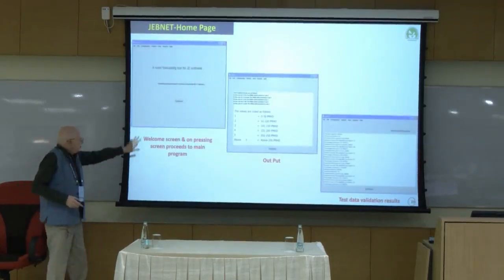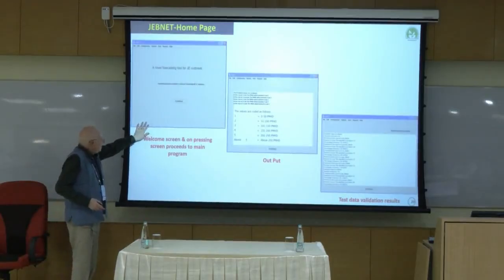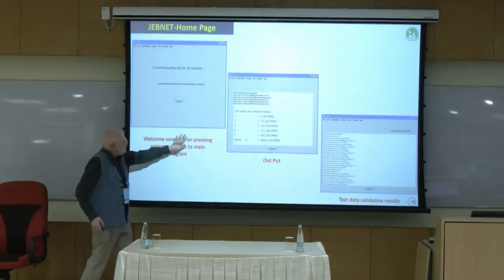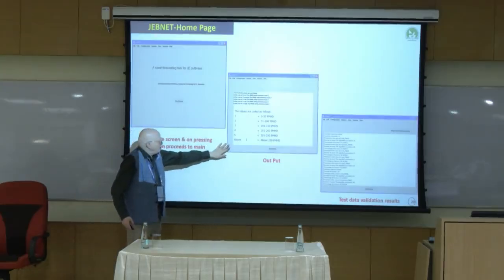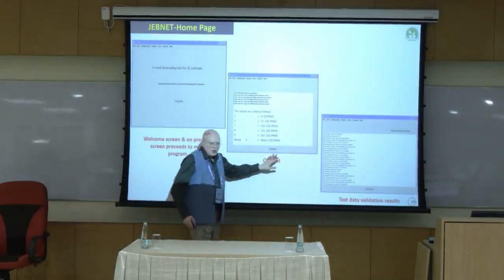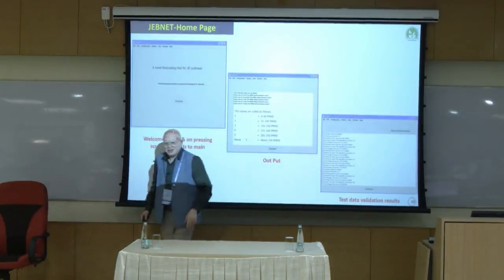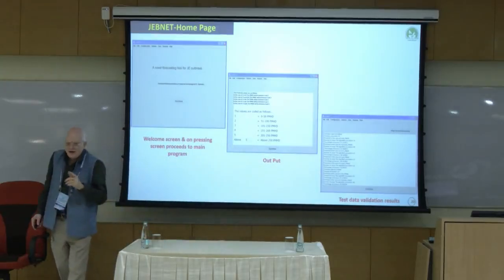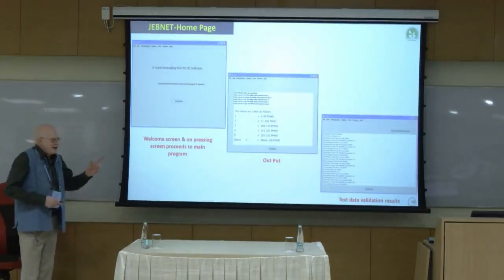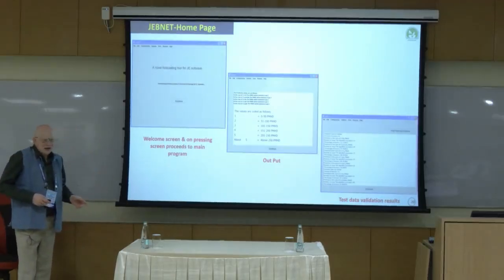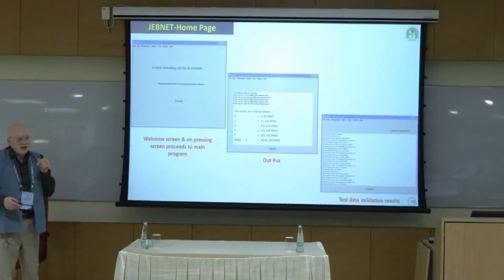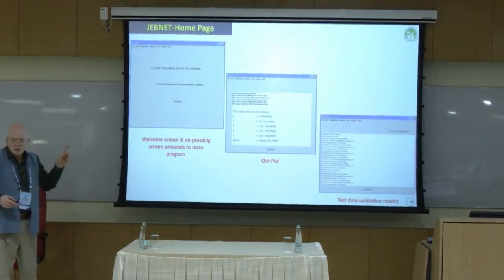A simple application. This is a welcome screen where you put in the data, and the output will appear like this. Whether the output is correct or not, you can get it checked. There is one more window called the vetting window, so cross-checking is also there for Japanese encephalitis.